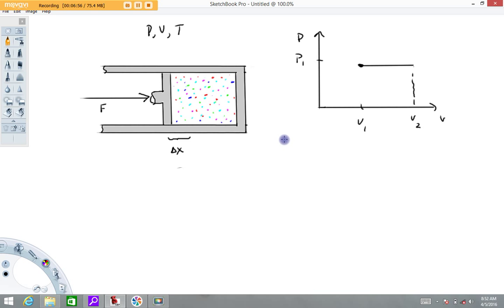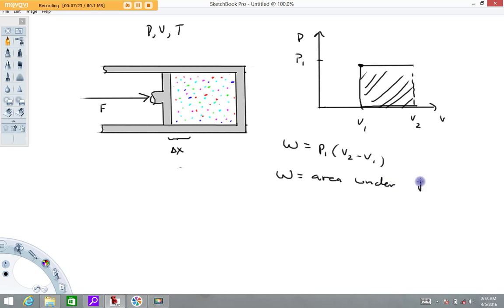Now, work is pressure, which in this case would be P1, times change in volume, which would be V2 minus V1 in this example. It's important to realize that pressure times change in volume is giving this distance times this distance. So what we're doing is we're calculating the area under this curve right here. So in other words, work is area under the PV curve. Right, so PV diagrams are very handy for calculating work.